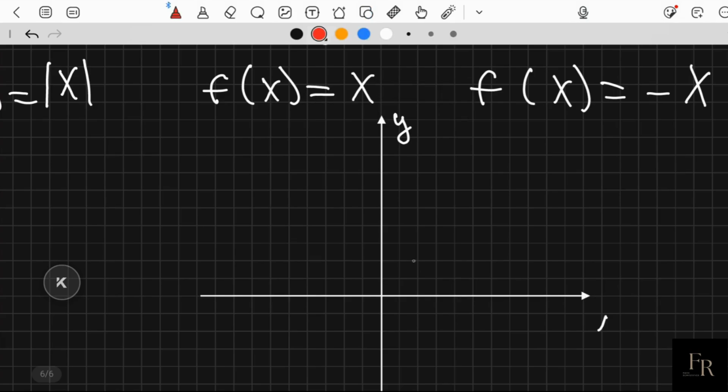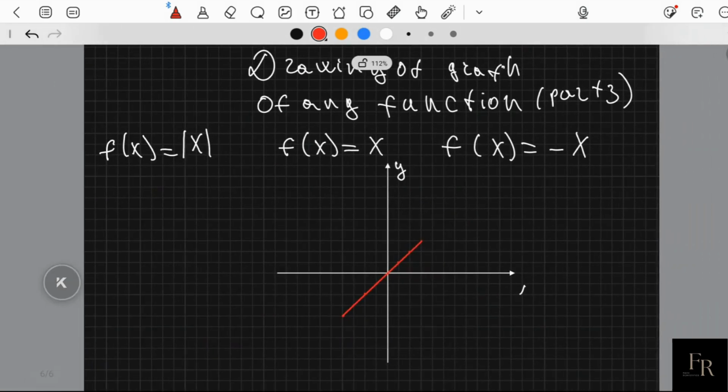Yes, now again I put dots, 0 obviously, and I connect these lines. So this is the function f(x) = x.